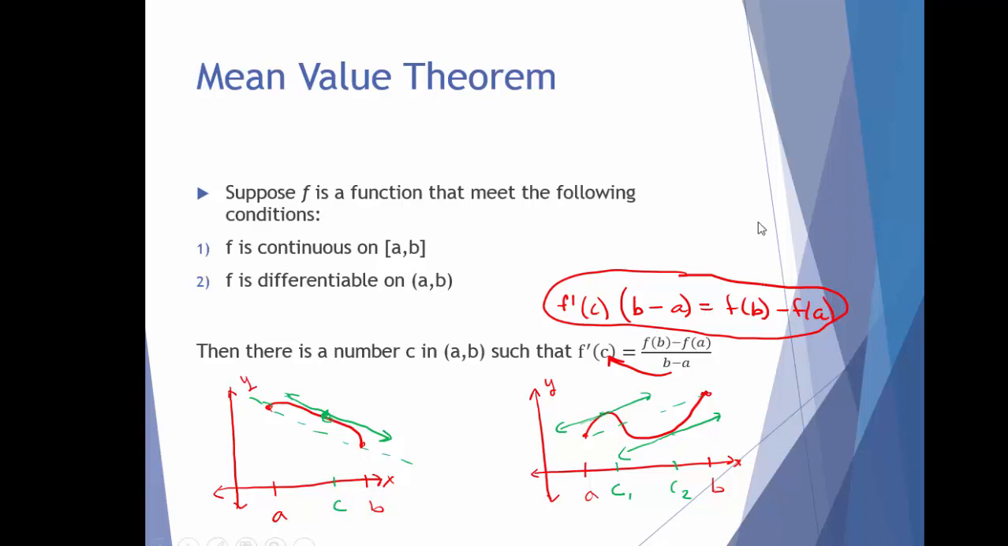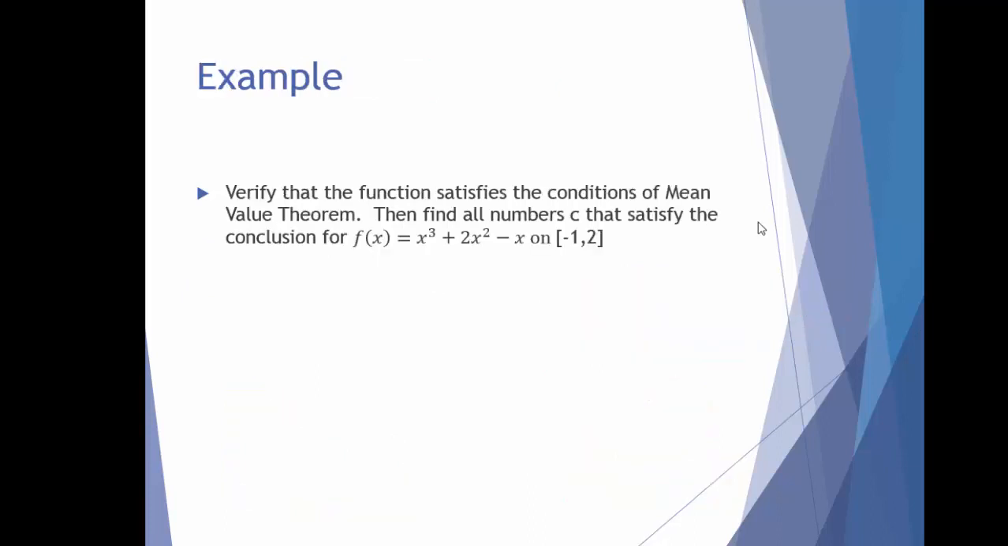Let's take a quick look at an example. Verify that the function satisfies the conditions of the mean value theorem. Then find all numbers c that satisfy the conclusion for f of x equals x cubed plus 2x squared minus x on [negative 1, 2]. Again, we need to address the conditions before we can apply the mean value theorem. Make sure you actually can apply the mean value theorem.